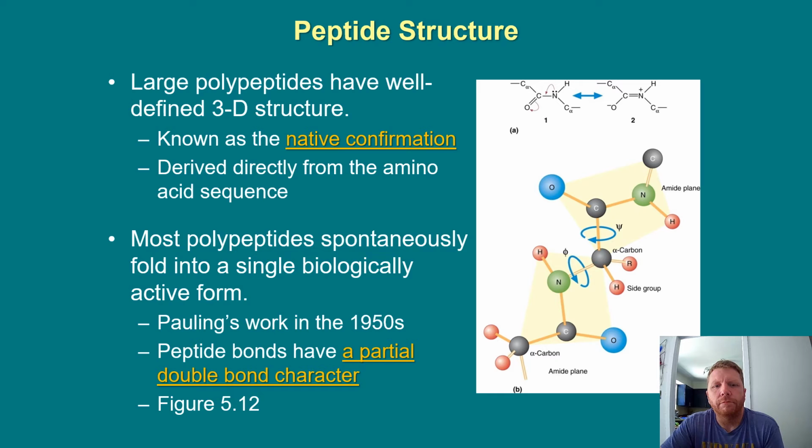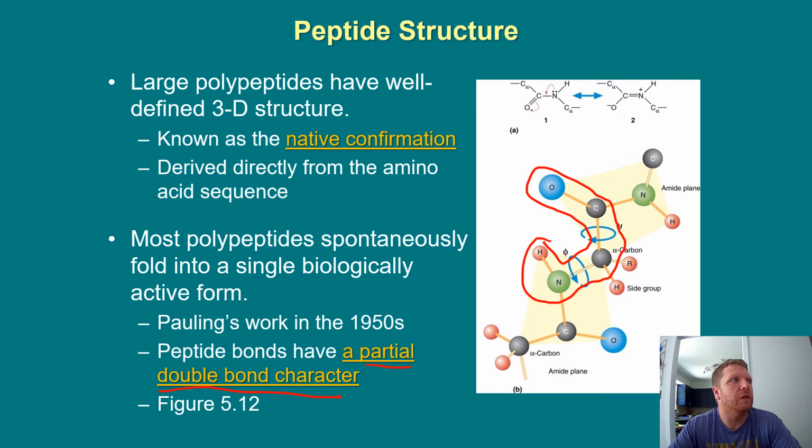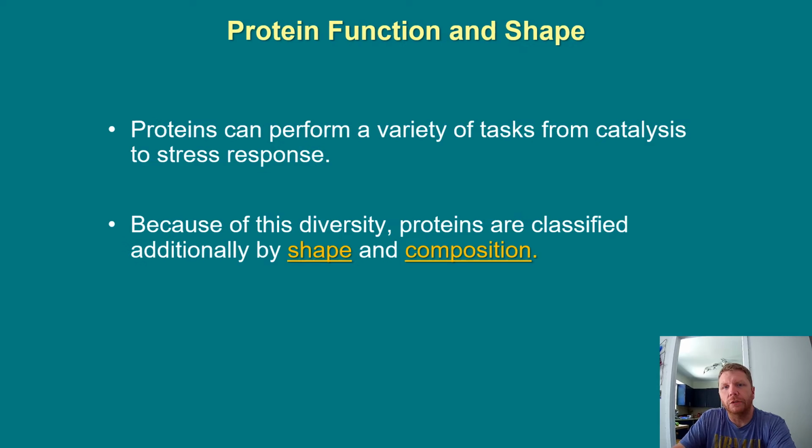Now, these peptide bonds are unique because they have partial double bond character, because you've got delocalization of a bunch of electrons basically from the atoms that I'm circling here. You've got effectively this almost double bond type character resulting from all of those delocalized electrons around those atoms.